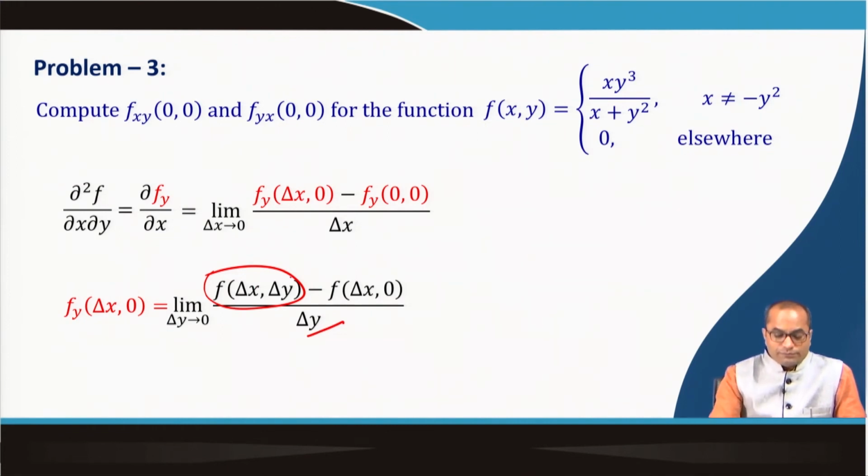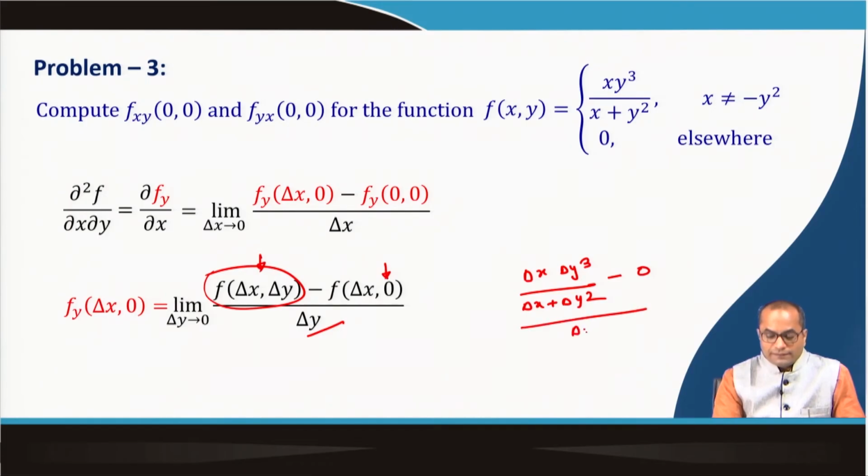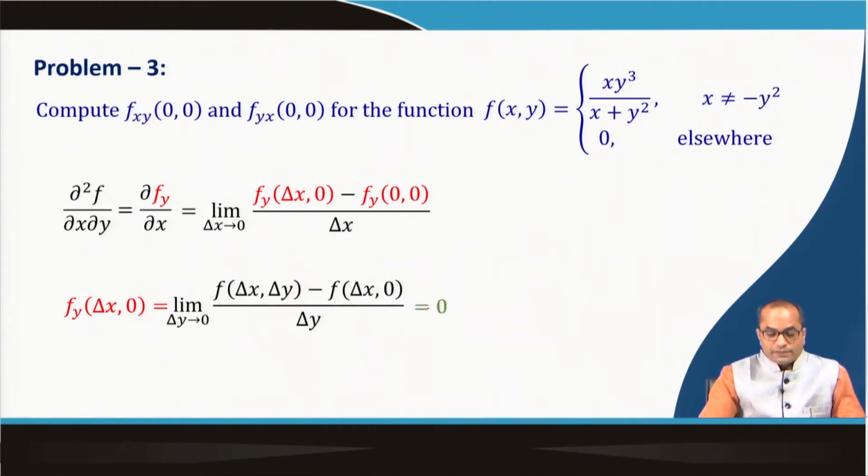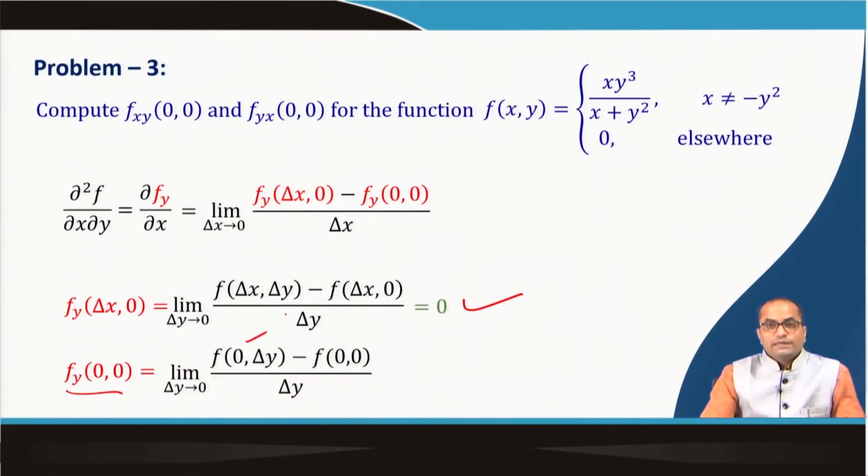So, this we need to compute then. We have Δx Δy cube over Δx plus Δy square, this is the term here, minus 0, because of this 0, and then we have Δy. So, this Δy and this Δy cube will cancel, we will have a square there, and at the end Δy goes to 0. What we realize is when Δy goes to 0, because Δy square is sitting there, this will become 0, and similarly f_y(0, 0) is 0, because we have f(0, Δy) and f(0, 0), and both of them are 0.